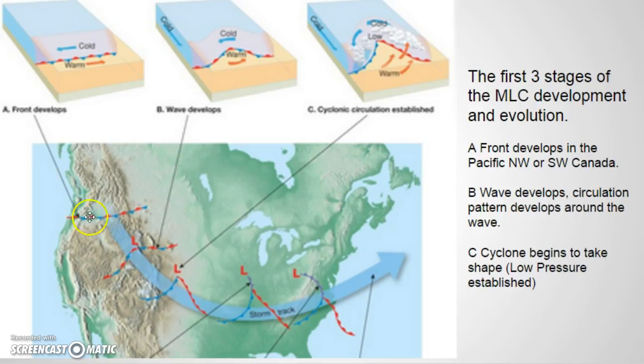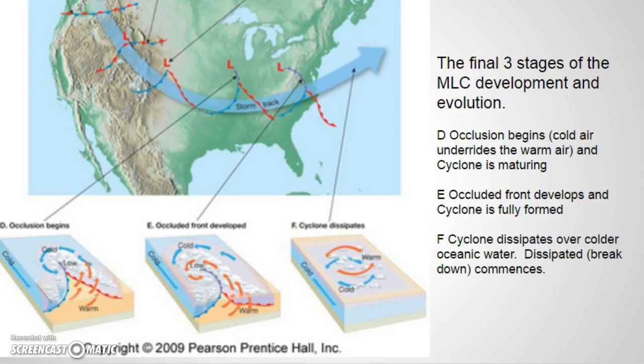So if we slow this down, just to make sure we reiterate this, the first three stages here: at location A, the front develops in the Pacific Northwest or Southwest Canada. At location B, we get this wave developing. The circulation pattern develops around the wave. This is what we're establishing. At location C, the cyclone begins to take shape. We have very obvious low pressure established or generated. It's even visual and measurable.